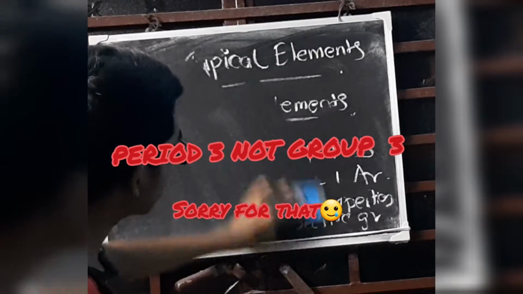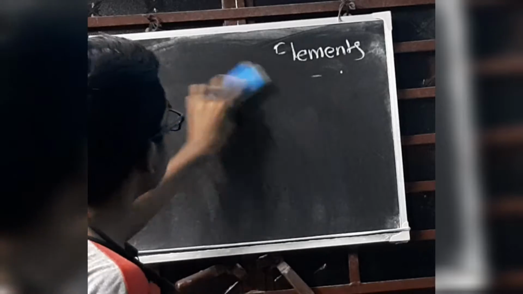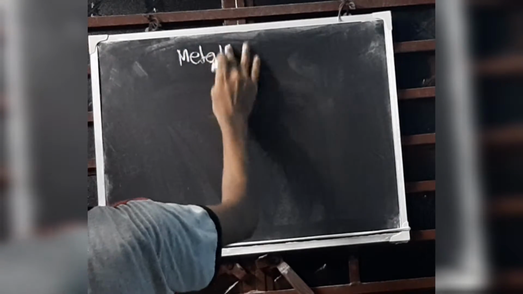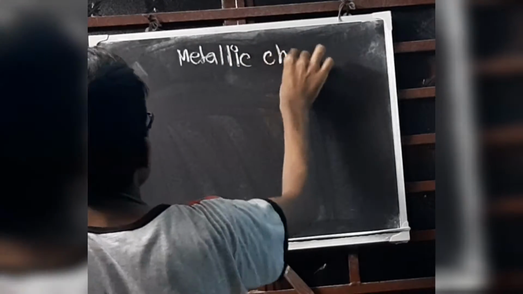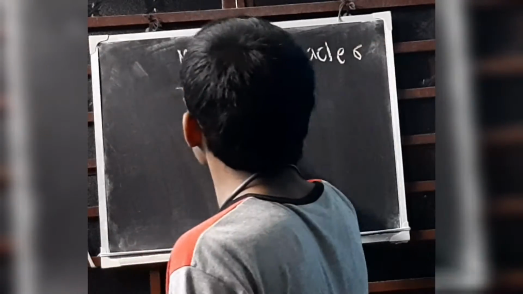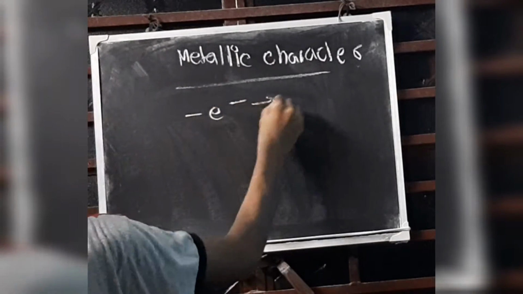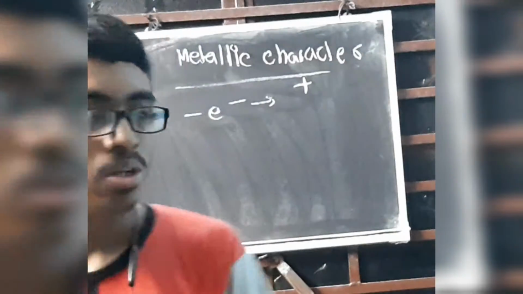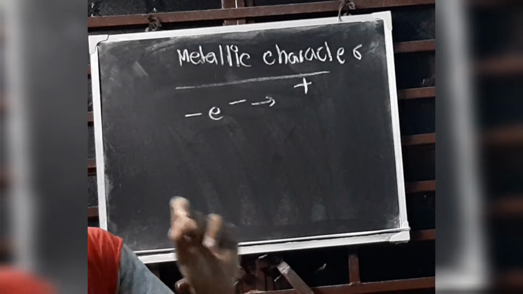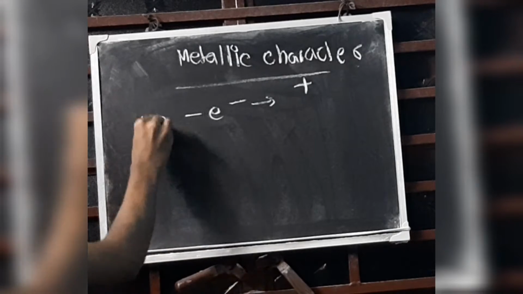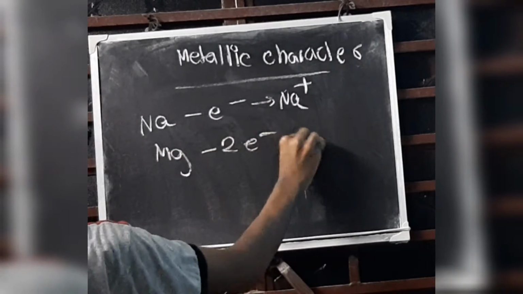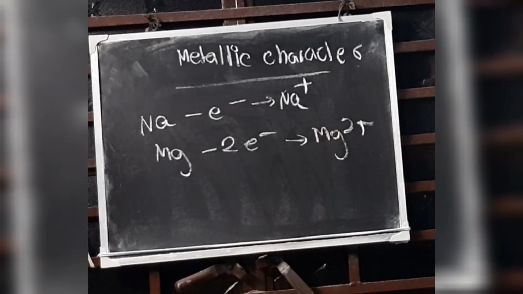Okay. Now let us get into the next periodic property, that is known as metallic character. By the term itself, we have understood that metallic character is somehow related to losing electrons to form positive charge. Because metals cannot give electrons, metals have to lose electrons. So metals will lose electrons to form positive charge. Let us say this is sodium metal. So sodium metal loses 1 electron to form sodium positive. Magnesium loses 2 electrons to form magnesium dipositive. So this is the basic.